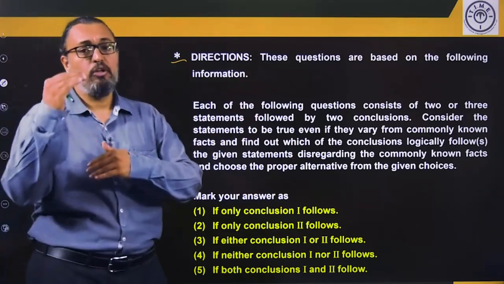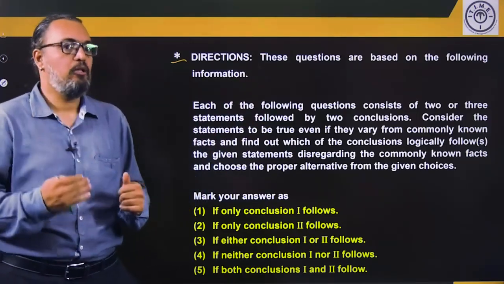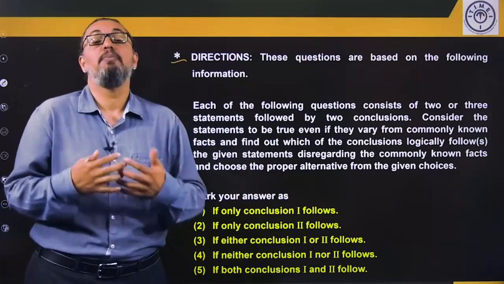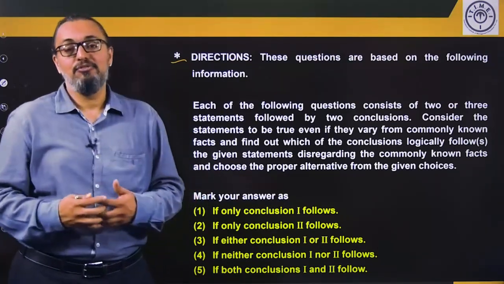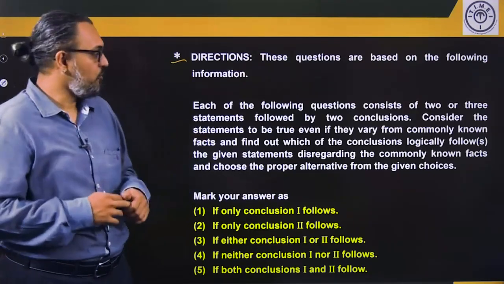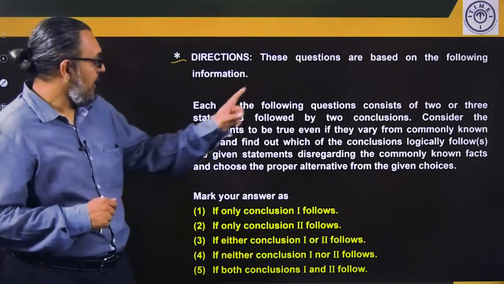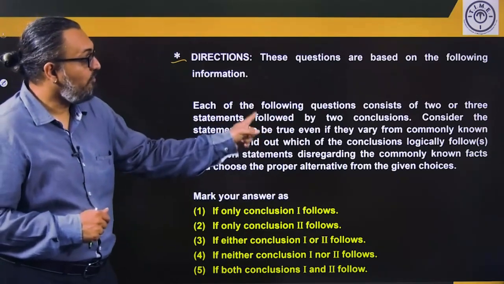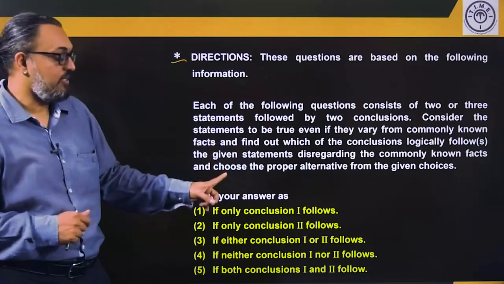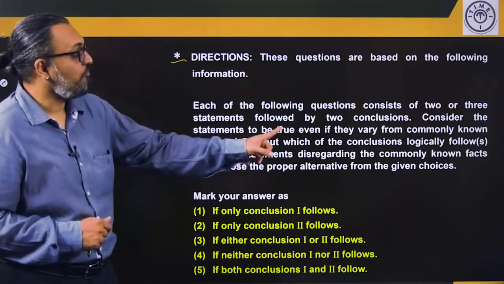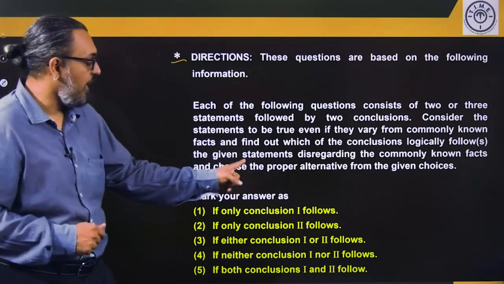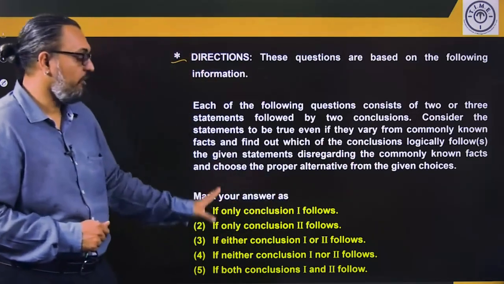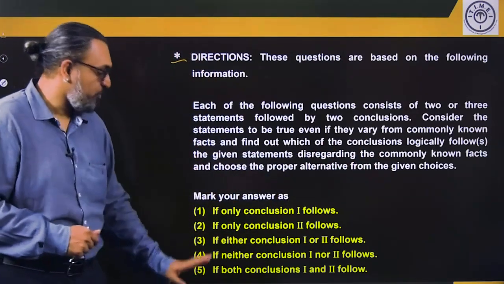by 2 conclusions. Now, the format of syllogisms is statements and conclusions, and the best way to represent them is by using Venn diagrams. So, there are several representations using Venn diagrams. So, that is what we need to answer. And it says, consider the statements to be true even if they vary from commonly known facts, and find out which of the conclusions logically follows the given statements, disregarding the commonly known facts, and choose the appropriate alternative from the given choices. Now, you have some common options given here.